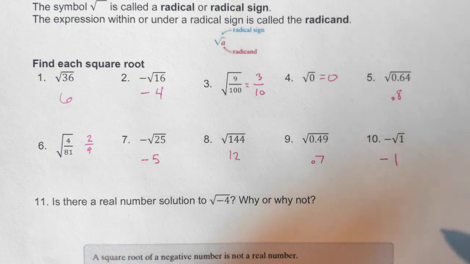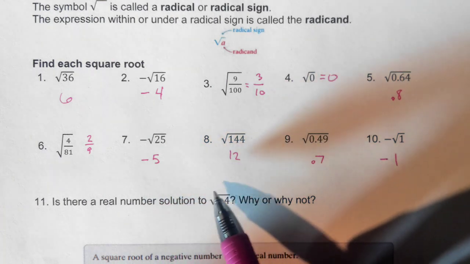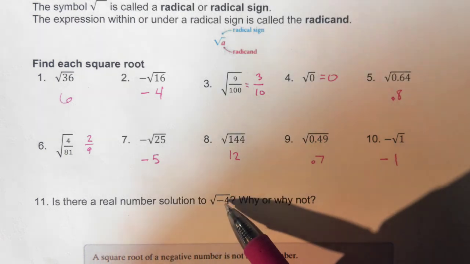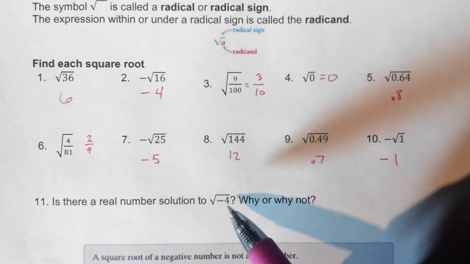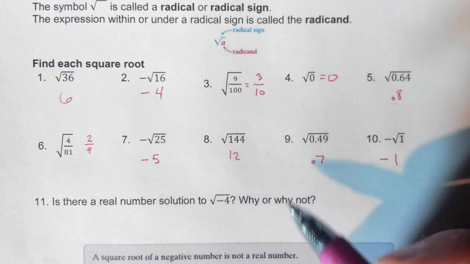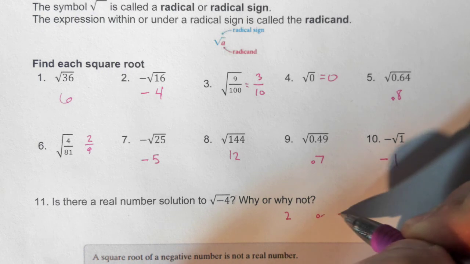Now, that leads us to number 11. Is there a real number solution to the square root of -4? So you have to think about this. What does it mean to be the radicand? It's asking you what number times itself is -4. So there are 2 options, right? It's either 2 or maybe it's -2.